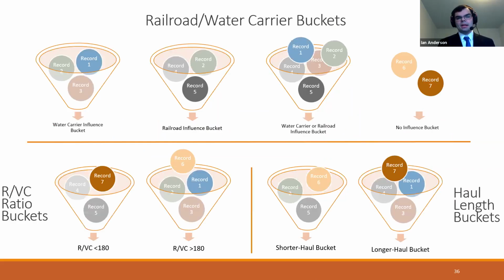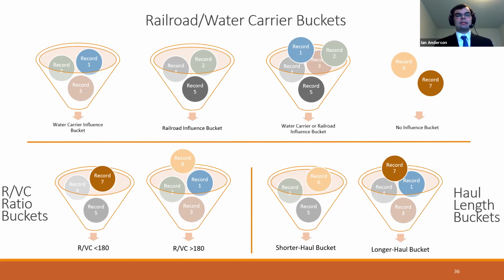A waybill's placement into the remaining buckets is relatively straightforward and uses data provided in the waybill sample. RVC ratios are calculated using expanded revenue and variable cost figures, and records with an RVC below 180% are placed into the has an RVC ratio below 180 bucket. Likewise, we use mileages reported in the waybill sample to identify movements hauled less than 500 miles. These moves are placed in the shorter haul bucket.